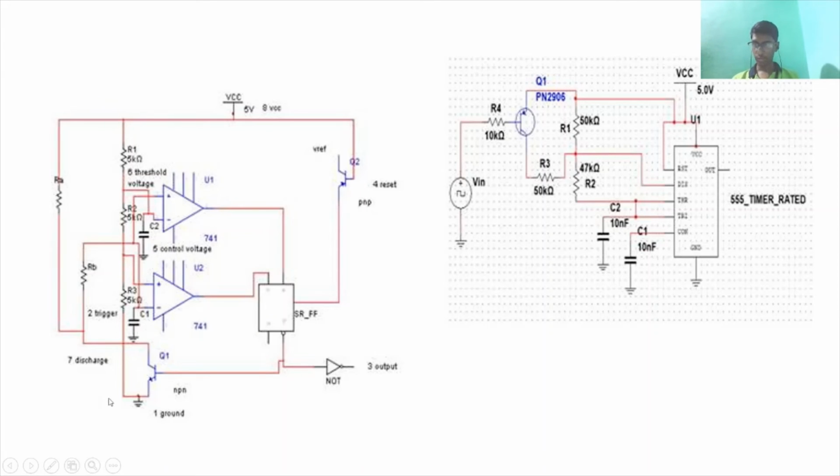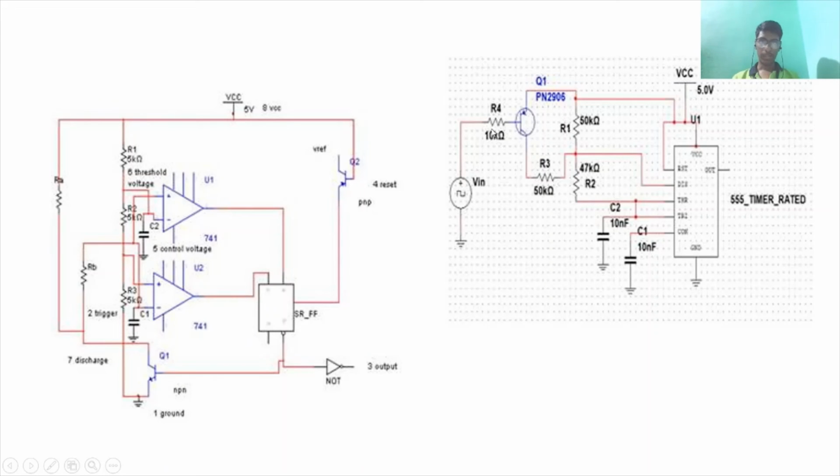As you can see, there is a process of discharging and charging, and we require a NOT gate for the construction of it, and we require a VCC and a reset. So this is basically an internal diagram of this, and this is an external diagram. As you can see, this is a 555 timer.